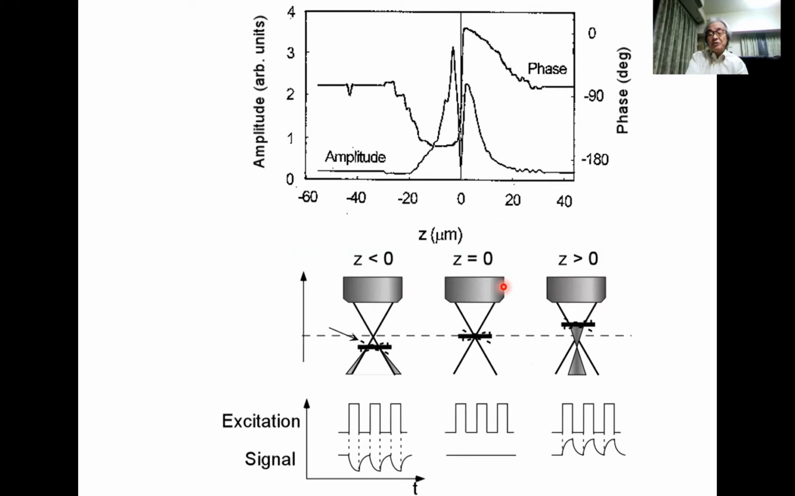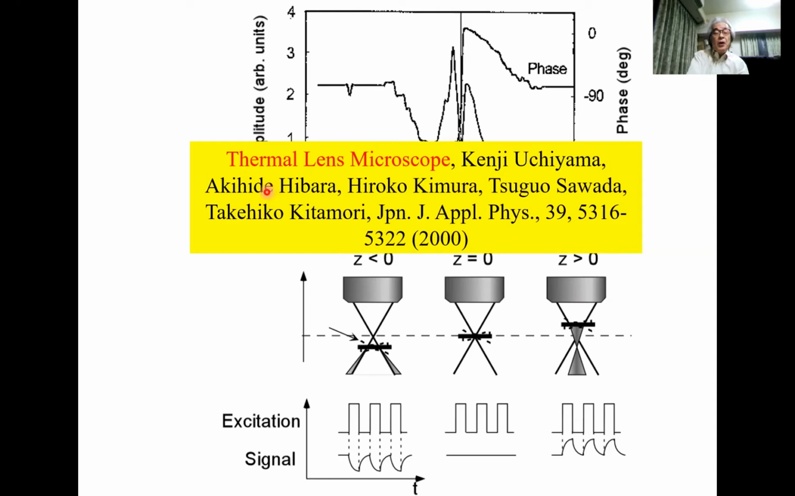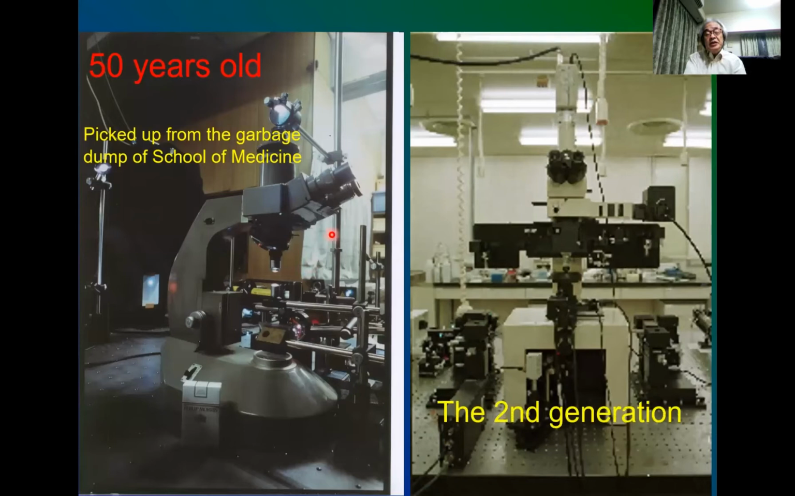After that, we did many theoretical and experimental studies. Finally, in 2000, about 10 years later, we proved that our microscope truly exhibits the thermal lens effect, and we published it in a paper. After that, we optimized the optical configuration of the thermal lens according to the theory of thermal lens spectroscopy. This one is an optimized thermal lens microscope.